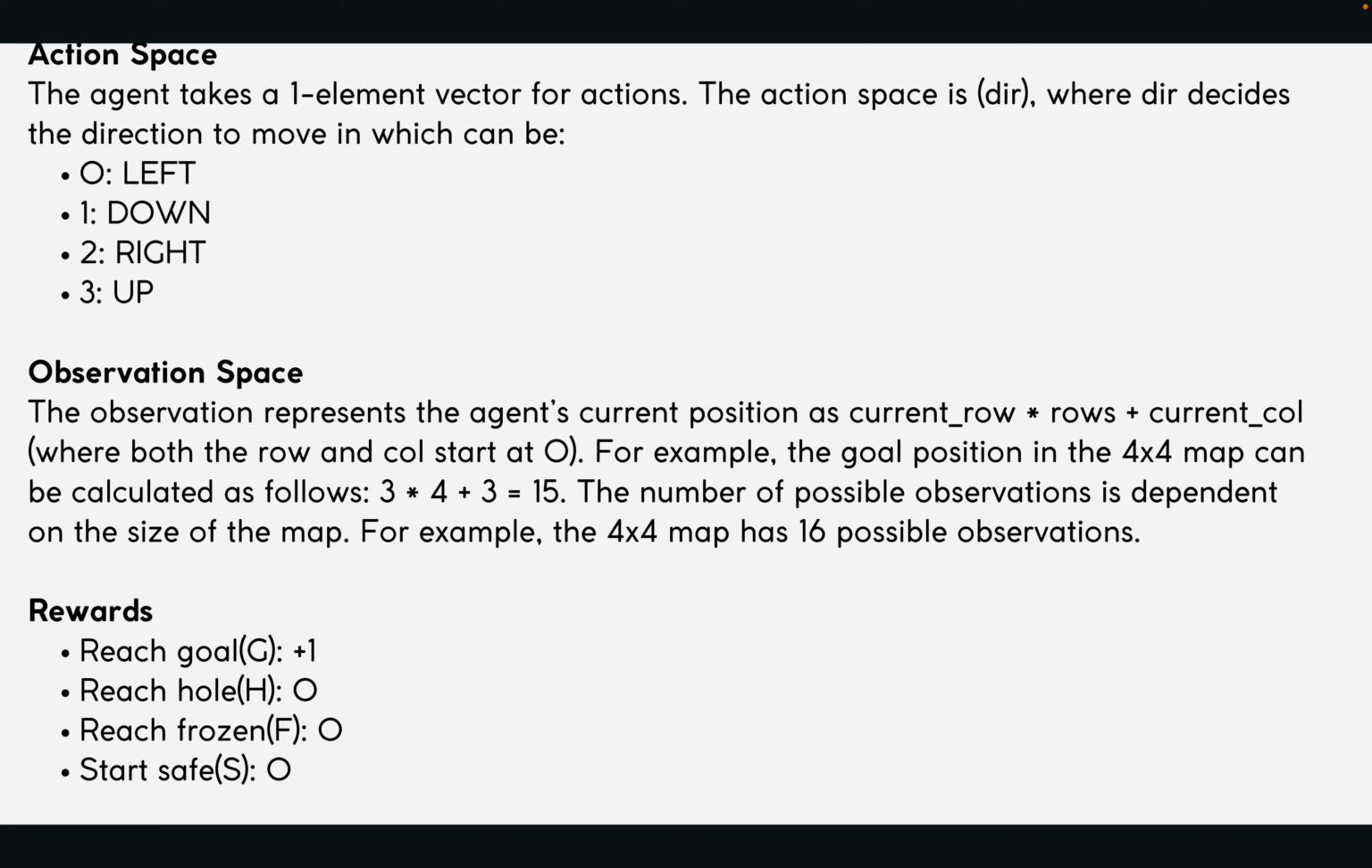Next is the observation space. The observation space represents the agent's current position as current row multiplied by number of rows plus current column, where both the row and column start at 0.